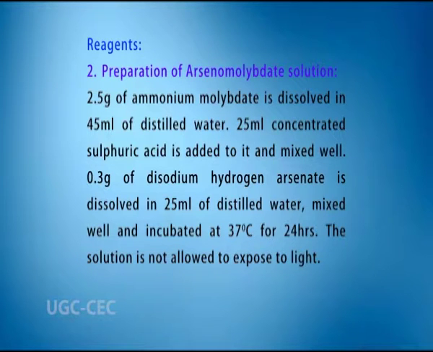2.5 gram of ammonium molybdate is dissolved in 45 ml of distilled water. 25 ml concentrated sulfuric acid is added to it and mixed well. 0.3 gram of disodium hydrogen arsenate is dissolved in 25 ml of distilled water, mixed well and incubated at 37 degrees Celsius for 24 hours. The solution is not to be exposed to light.